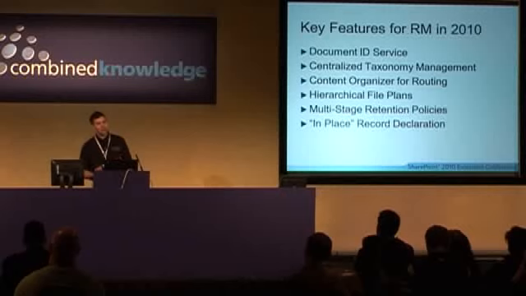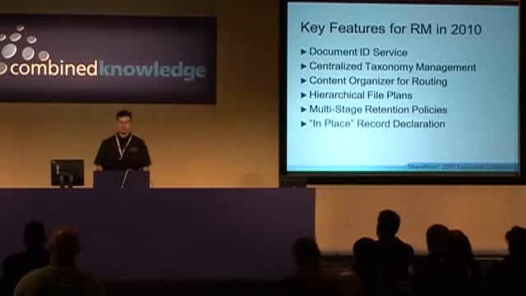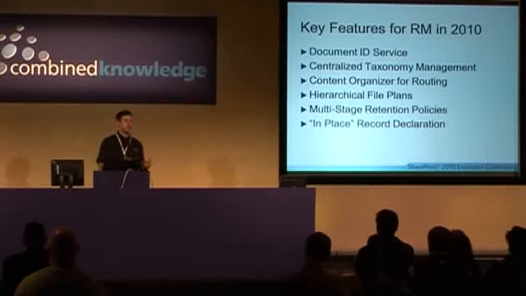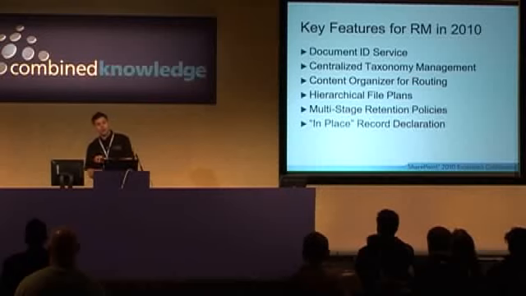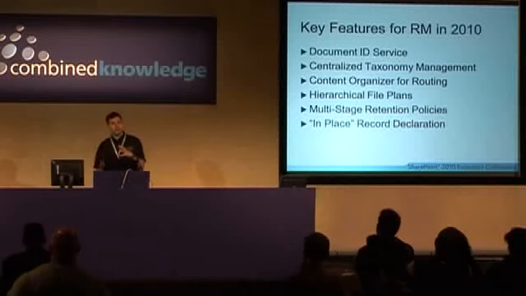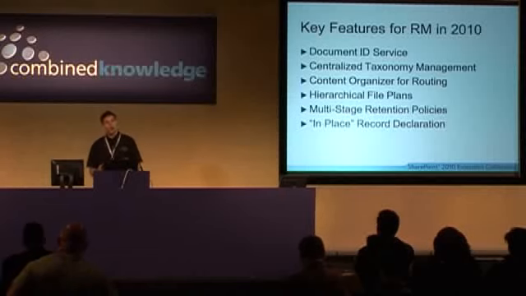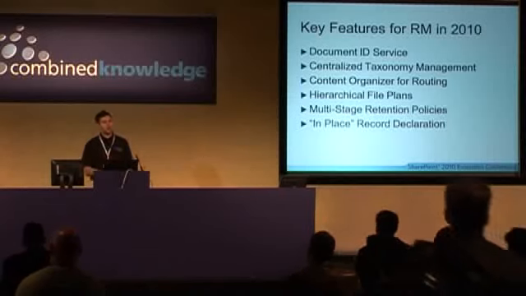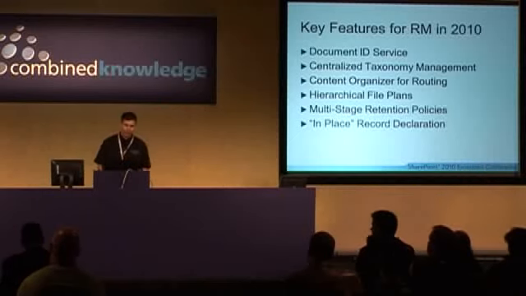So we're going to be running through some of the content organizer routing, and hierarchical file plans. We'll be concentrating on what we mean by a hierarchy and how we're generating these hierarchical file plans. The new multi-stage retention policies. It used to be that you defined a retention policy and you might have to have a separate workflow that then did some other elements against it, but now we can define multiple levels of what happens with a record once it's gone into a repository.